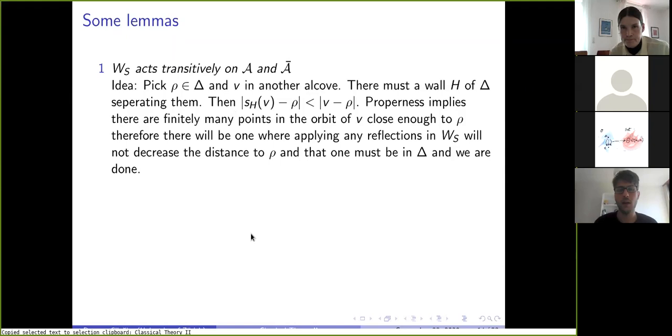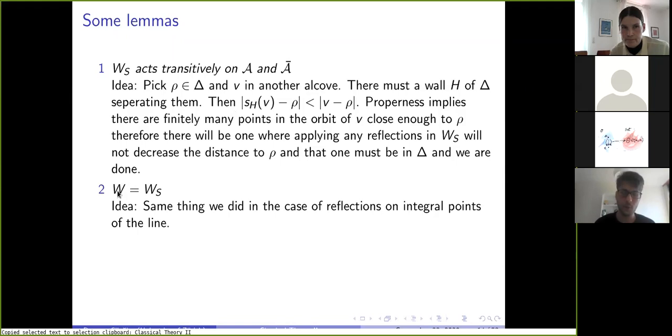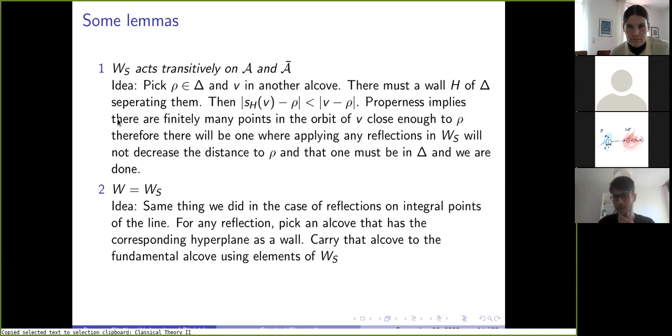All right, and lemma two is this: W is actually equal to W_S. This is exactly the same thing we did in the example. We had the fundamental alcove, the interval between 0 and 1, and another alcove, and using the reflections of the walls, the elements of S, we could get that alcove to the fundamental alcove, do the reflection there, and then just put it back. And you can do this because by lemma one, we know that it acts transitively. You can pick an alcove.